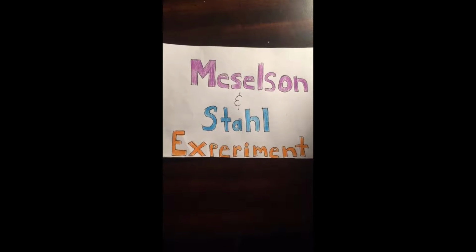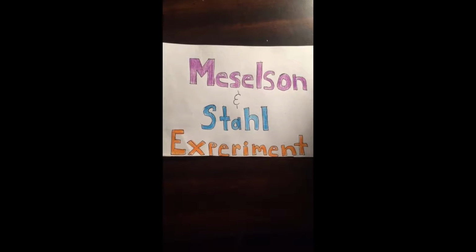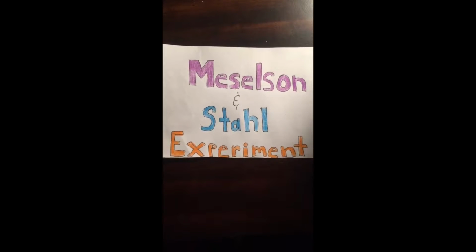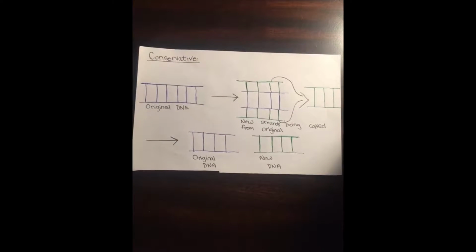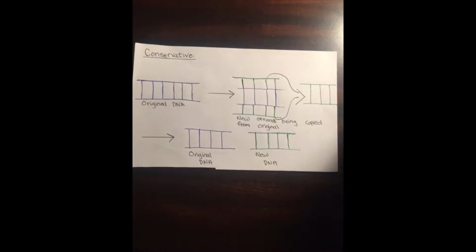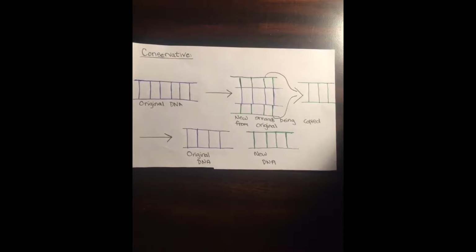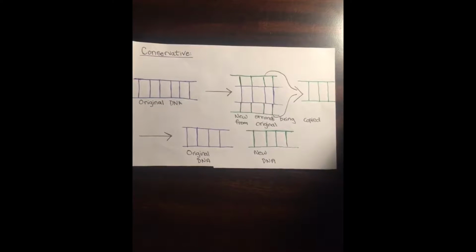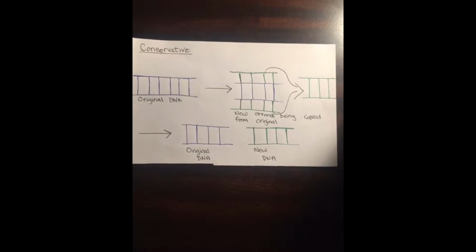At the time the Meselson and Stahl experiment was performed, there were three proposed ways of DNA replication. First, there was conservative replication, in which the DNA molecule stayed intact and the new DNA molecule was a copy of the original, but it did not contain any of the original DNA strand.